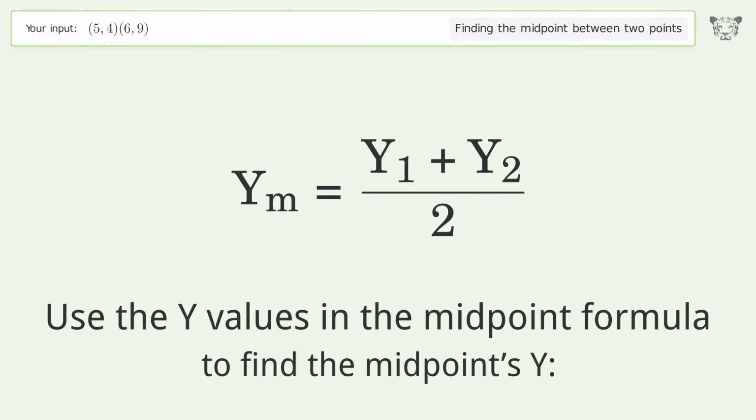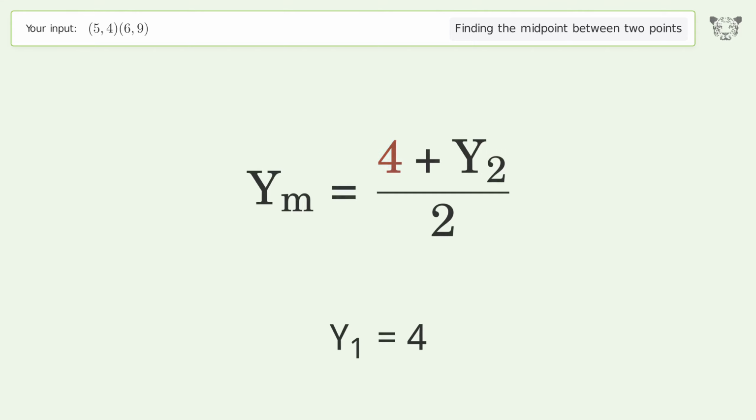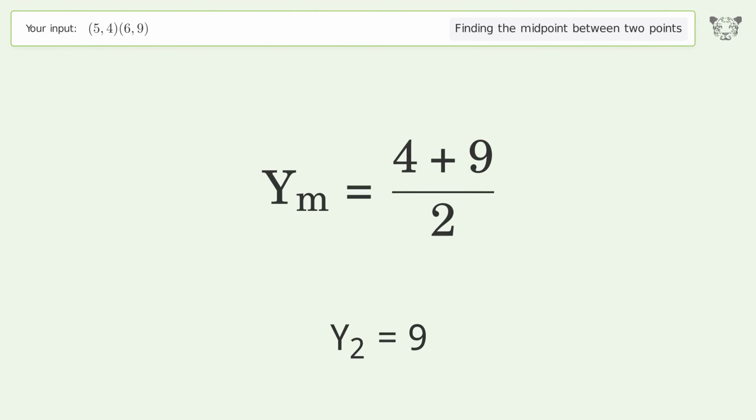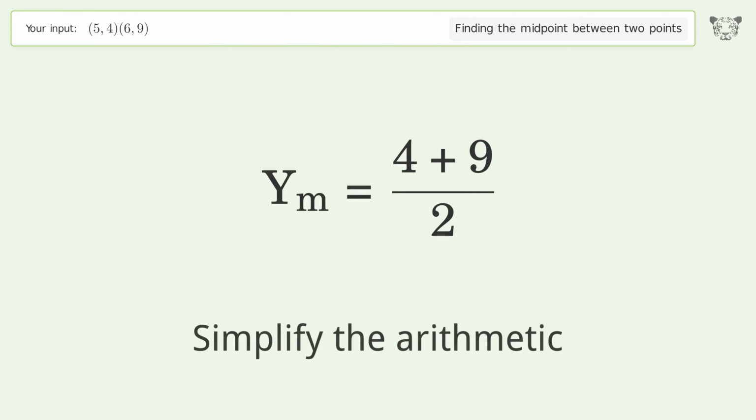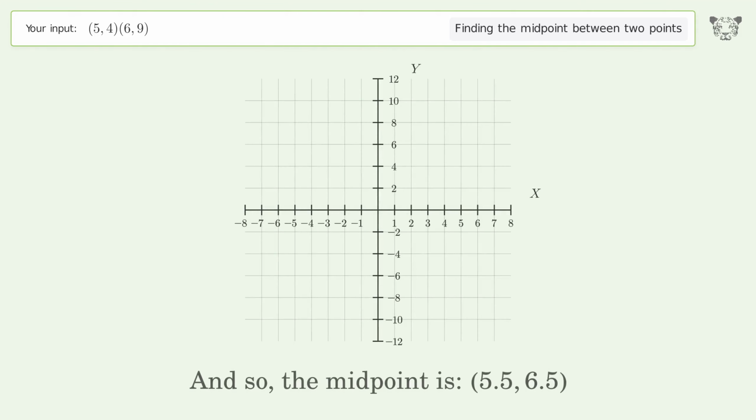Use the y values in the midpoint formula to find the midpoint's y. y1 equals 4. y2 equals 9. Simplify the arithmetic. And so, the midpoint is 5.5, 6.5.